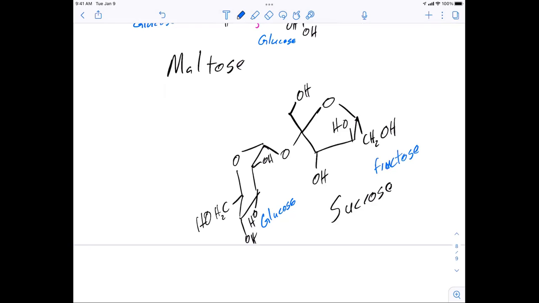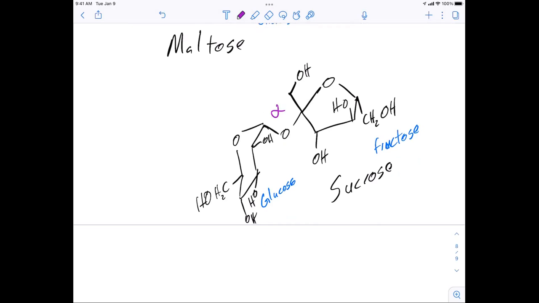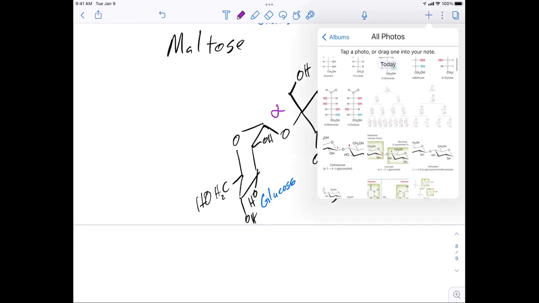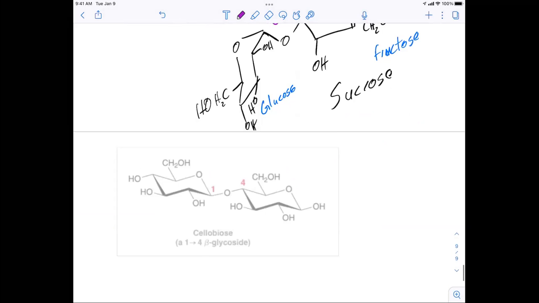Again, looking at your glucose up here, this is an alpha linkage. And it turns out that the linkage is still a 1,4. Questions about these? Let's look at a couple of others. Again, these are in your book, so if you don't have time to draw it.